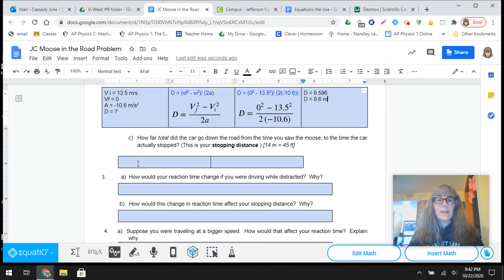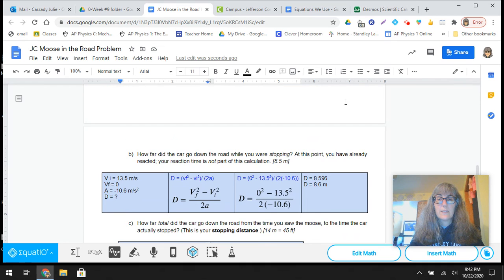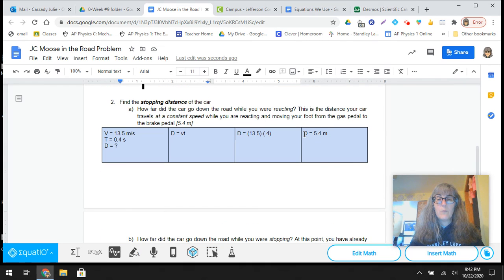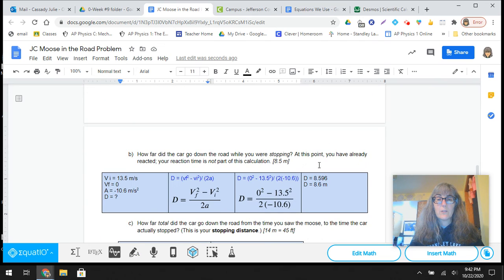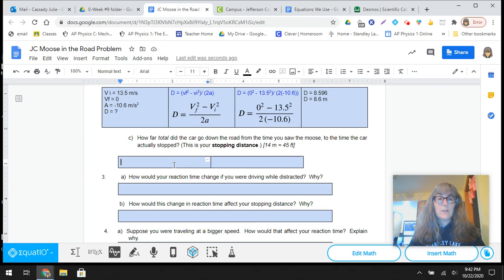So the next thing, how far total did the car go down the road from the time that you saw the moose to the time the car actually stopped? So whenever you hear the word total in math class, you should think add. So our distance that we moved while reacting was 5.4 meters. Our distance that we moved while stopping was 8.6 meters. So if we add those two things together, we end up with a distance of 14 meters. That works out to about 45 feet.